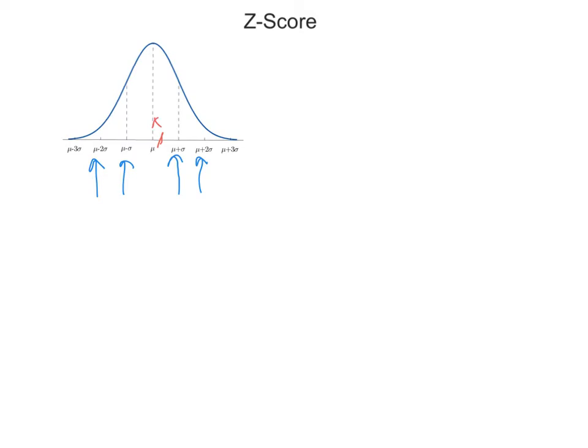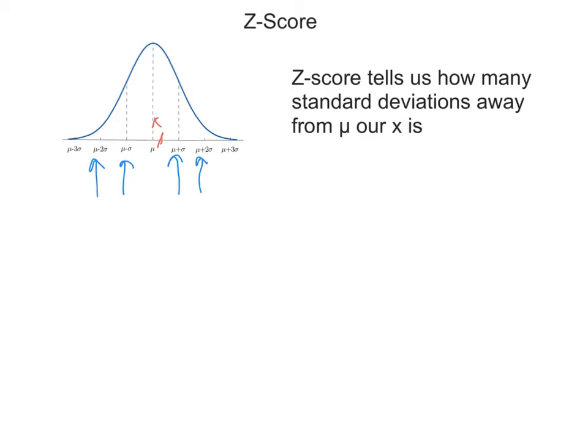How do we use that x in order to find the area either to the left of it or to the right of it? What we need is something called the z-score. What the z-score does is it tells us how many standard deviations away from mu our x is. Is it half a standard deviation away? Is it 2.5 standard deviations away from mu? Where does it lie on our x graph?